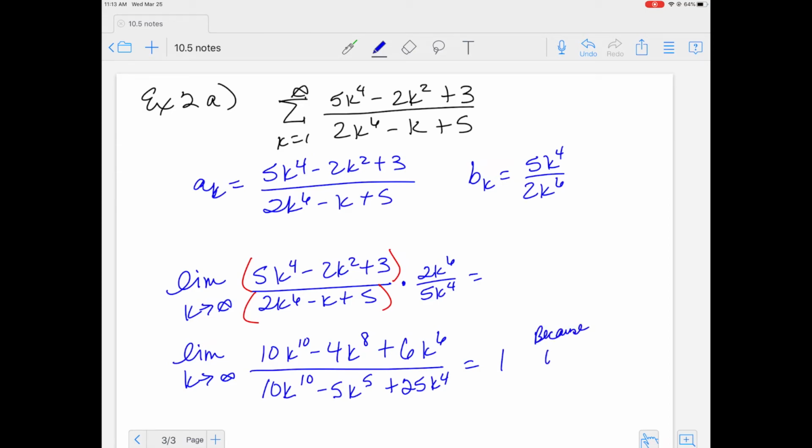Because 0 is less than 1, which is less than infinity, that tells me that I have the same behavior. So we got to figure out what is our behavior. If I simplify this rational expression, I have 5 over 2k squared. The numbers nobody cares about. This is 1 here over 2k squared. That looks like a p-series, which is p is equal to 2, greater than 1, converges.